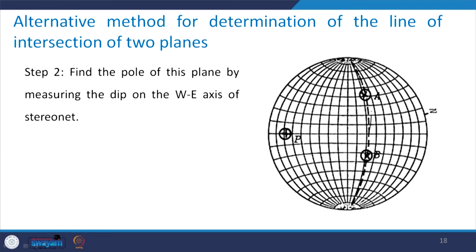Once again, let us see: I am taking whatever is this distance, and I am taking the same distance here. This is how I can find out the dip. So this is going to be the dip of this plane, and then the pole. This is the plane and this is your pole. This is how we can determine it.